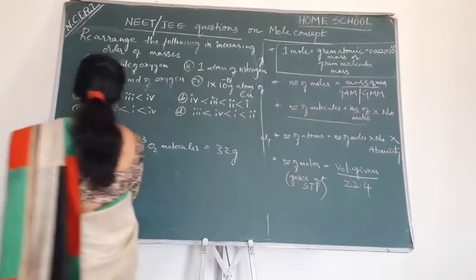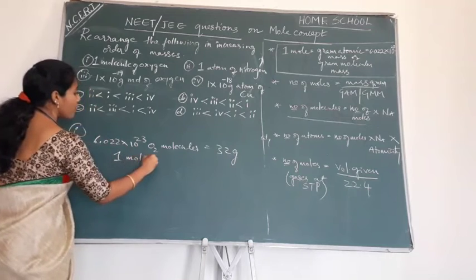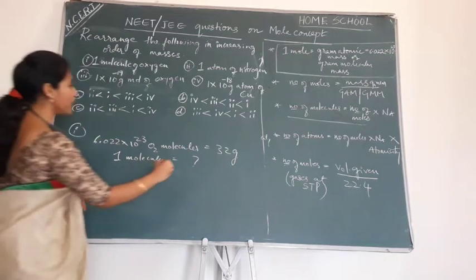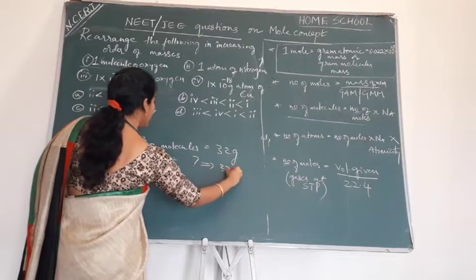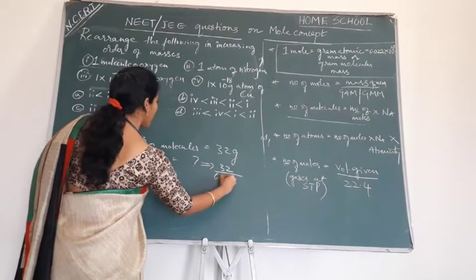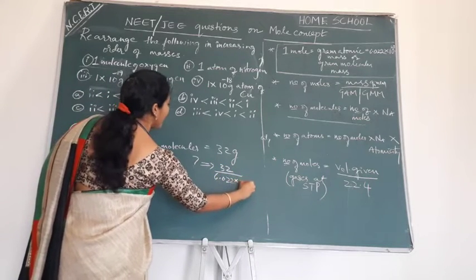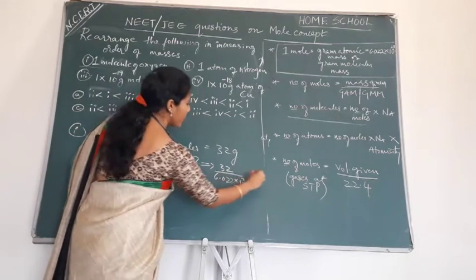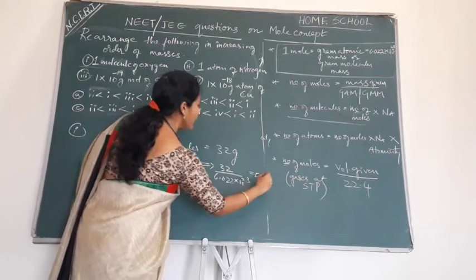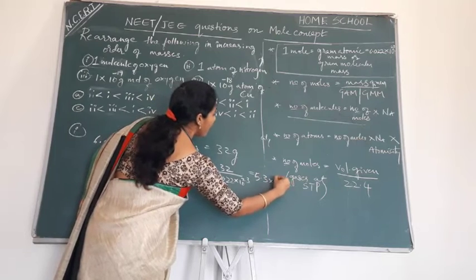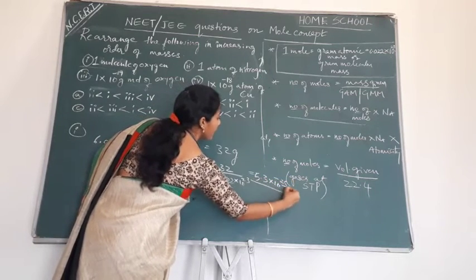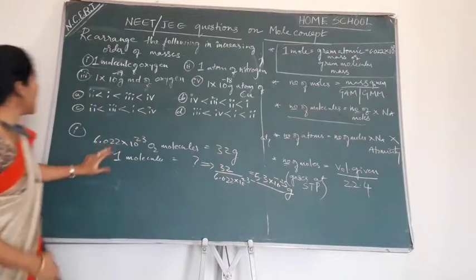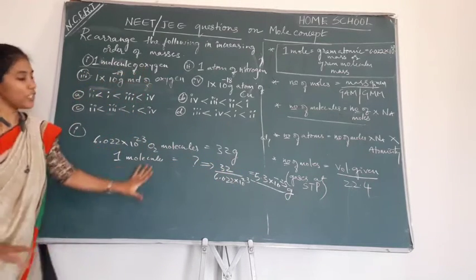So 1 molecule has how much? 1 molecule has how much, guys? Just a cross multiplication, it will be 32 divided by 6.022 into 10 to the power of 23, right? So how much do you get? You will get around 5.2 or 5.3 into 10 to the power of minus 23 grams. So this much is the mass of one molecule of oxygen.